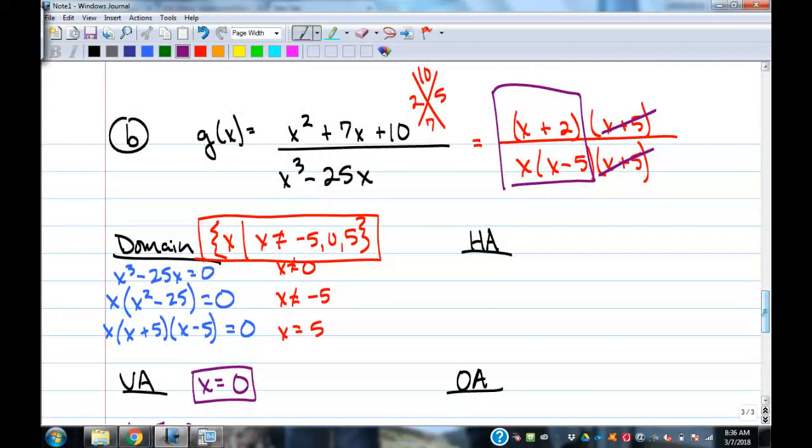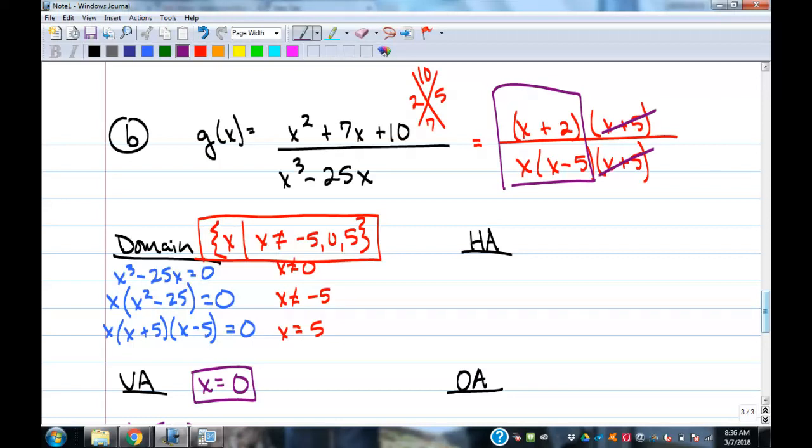what's the degree of the top? Looking at the simplified version. X plus 2 is the only thing left on top. So what's its degree? 1. What's the degree of the bottom? 2, because we got x times x minus 5. So if you multiply that back out, it'd be x squared. So the degree of the top is 1. The degree of the bottom is 2.